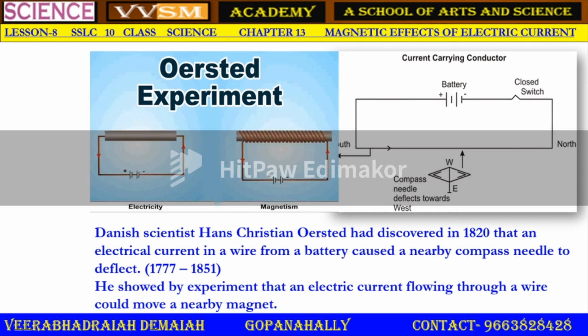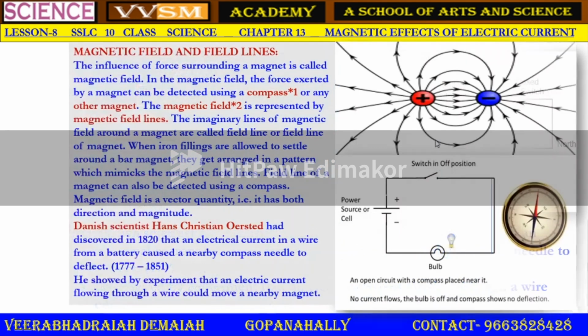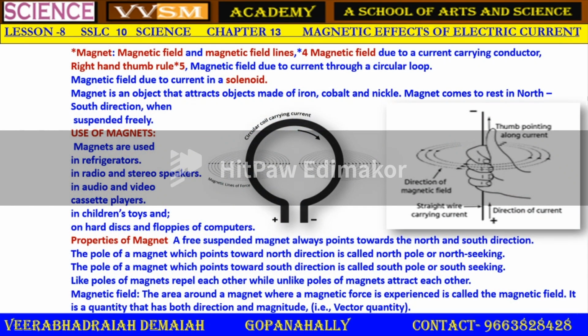Ørsted experiment. Danish scientist Hans Christian Ørsted had discovered in 1820, as I told you, and he showed through the experiment that an electric current flowing through a wire could move a nearby magnet. This is the current carrying conductor, where the compass needle deflects towards the west, which indicates the presence of a magnetic field, my dear friends. Here, the magnet and the current show the interaction between magnetism and electric current or electric field.